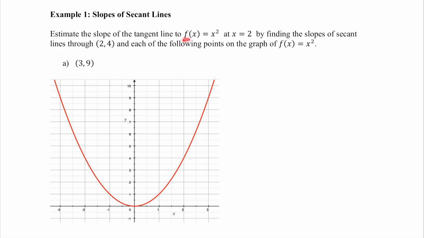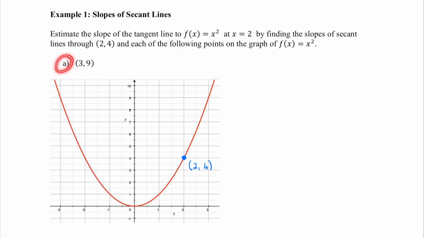We are given the function f of x equals x squared, and we want to estimate the slope of a tangent line at x equals 2. That means we want the slope at the point where x equals 2. When x equals 2, f of 2 is 2 squared, which is 4. So we have the point (2, 4). We want to estimate the slope of a tangent line at this point.